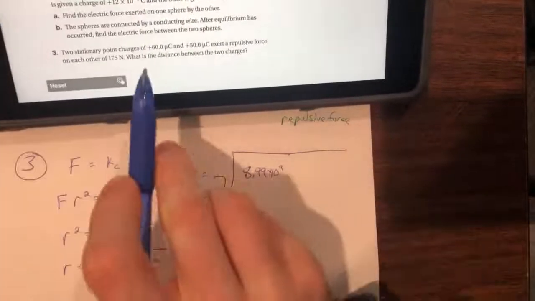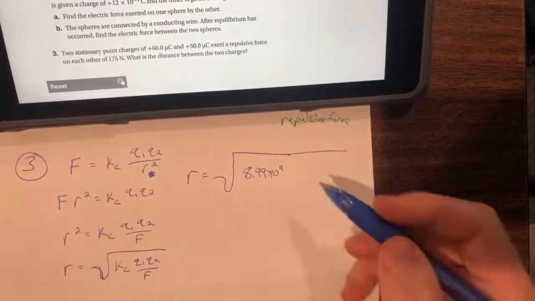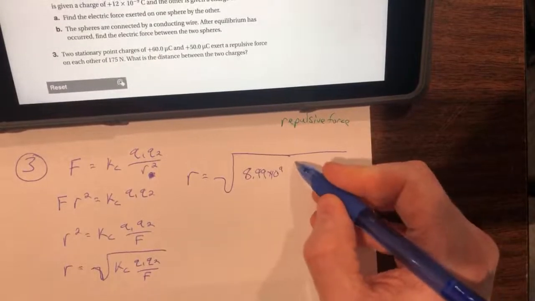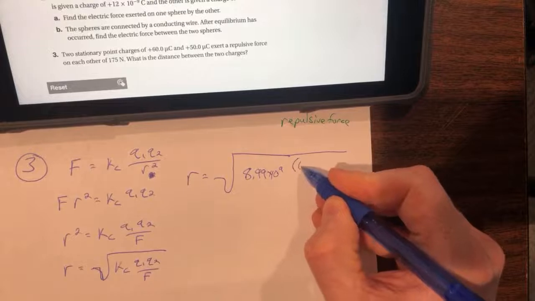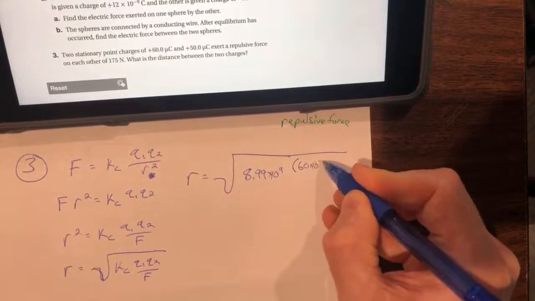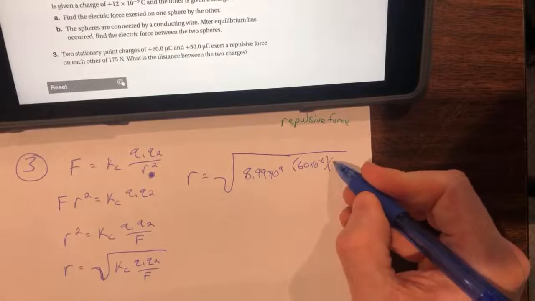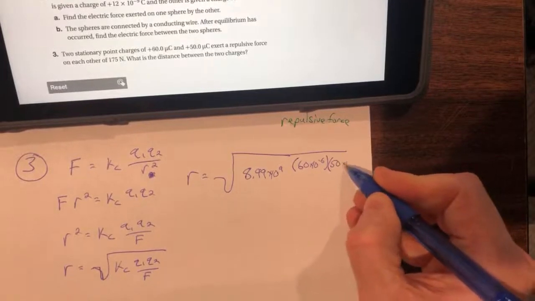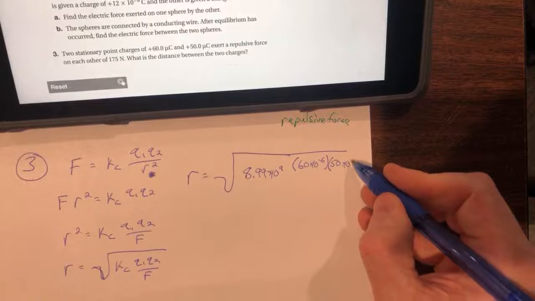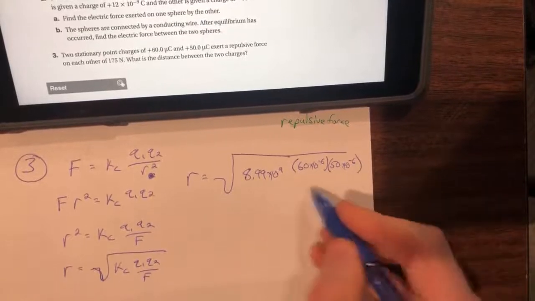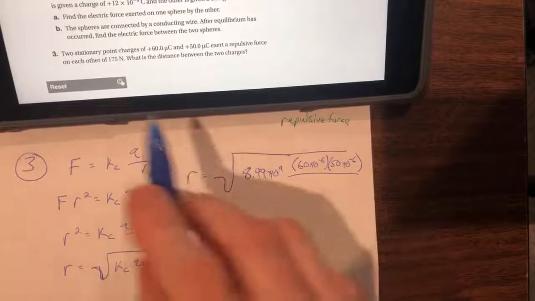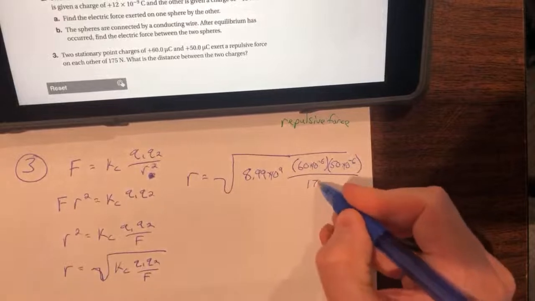And be careful with these symbols here. That's 10 to the minus 6, that's micro. So we have 60 times 10 to the minus 6 coulombs, and 50 times 10 to the minus 6 coulombs, all over a force of 175 newtons.